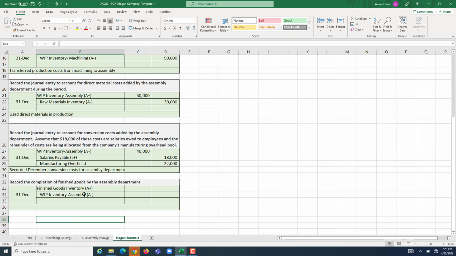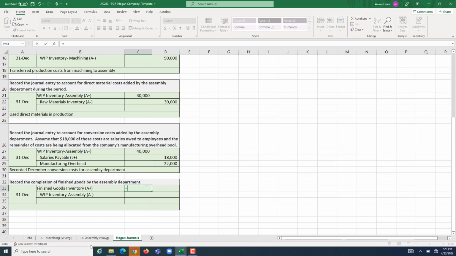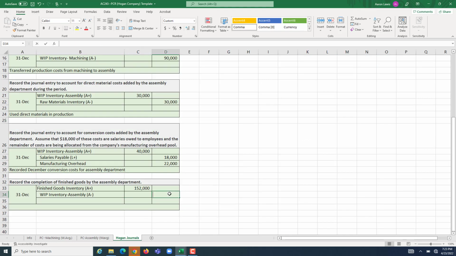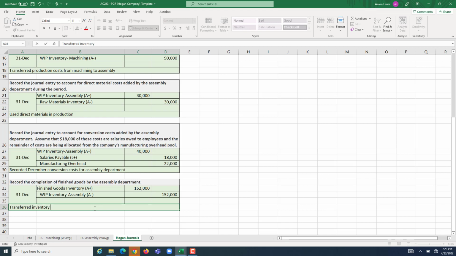So what amount of costs went into goods which we finished assembling during the period? Well, we can find that on our PCR. And as we see here, the amount of costs that were in goods which we completed and transferred out in total was $152,000, and that needs to come out of our WIP inventory. And now we have finished our journal entries, because this last entry is going to denote that we transferred inventory costs to finished goods.